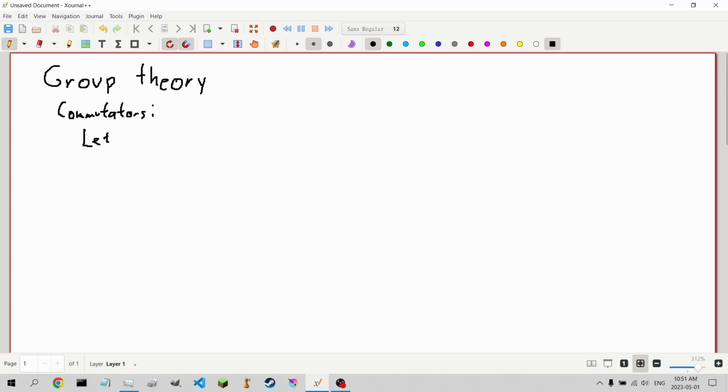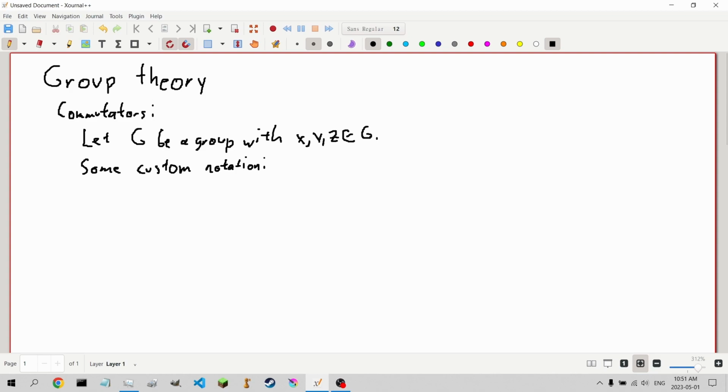So we're going to let G be a group with elements X, Y, and Z, just so we have something to work with here. And we're going to set up some custom notation here, which I think we're mainly just going to use here. I will give a reminder in case we use it again.